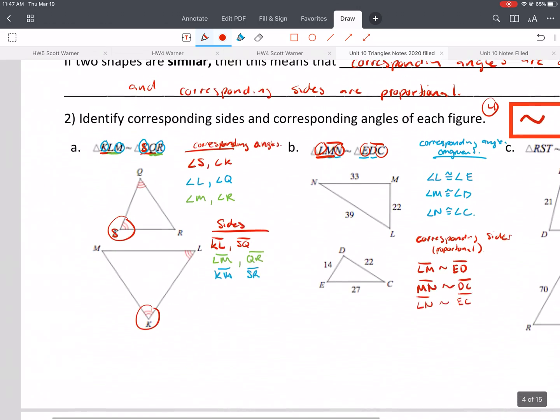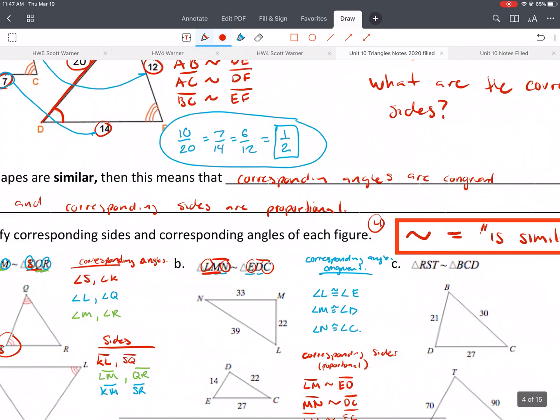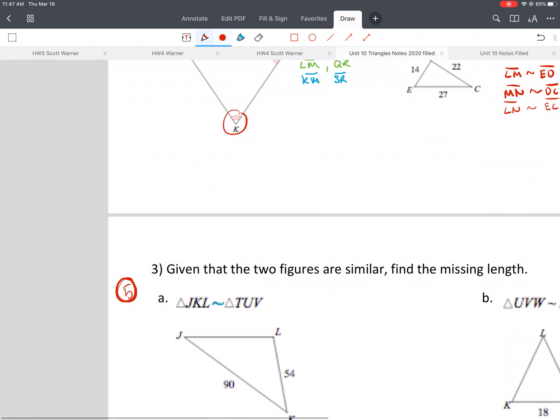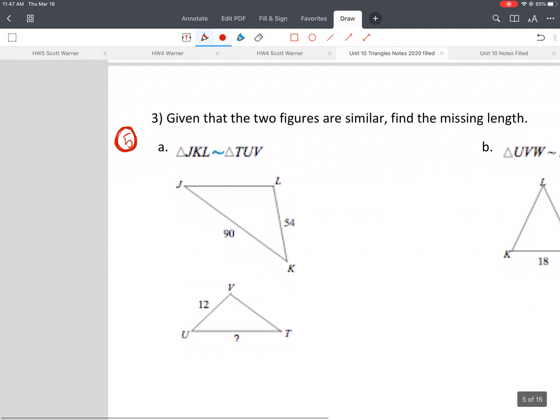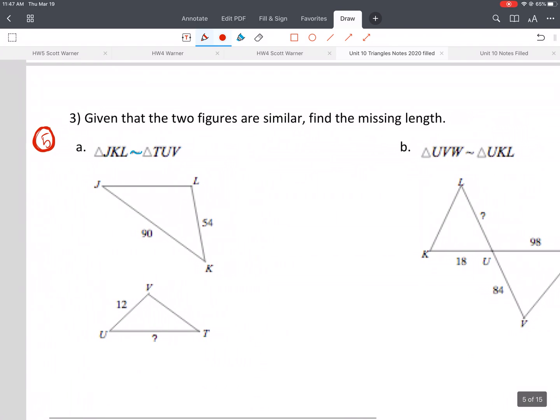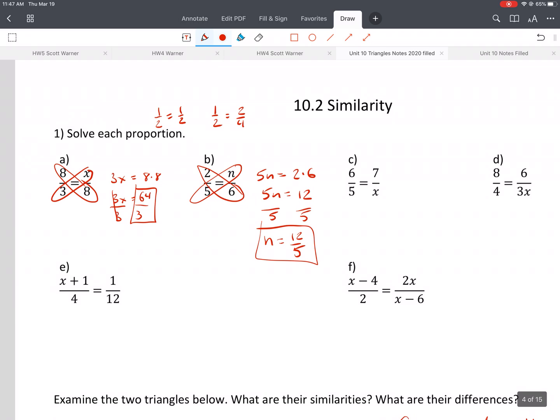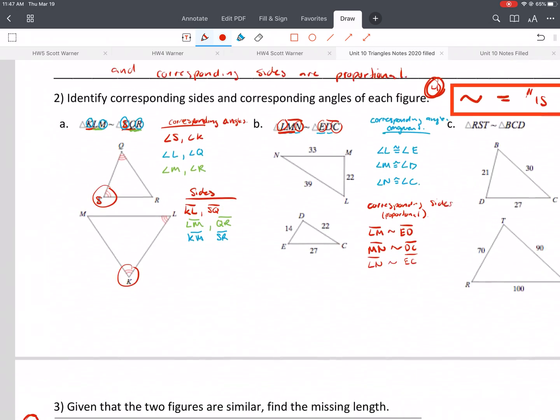And I wrote down these little numbers that correspond to some of these, like here we have this 4, here we've got a 5. These correspond to homework problems, so just keep that in mind too. So it says, given that the two figures are similar, find the missing length. If these are similar triangles, then the sides have to be proportional. And again, we did some proportions at the very beginning. So we're going to set up these proportions and solve for the missing side.